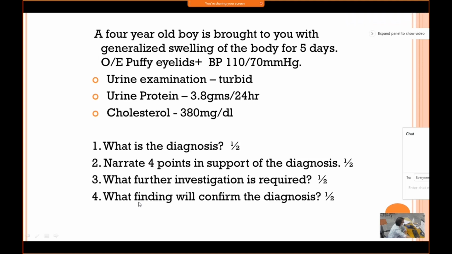And that is the finding which will confirm the diagnosis, minimal change nephropathy causing nephrotic syndrome in a child. You will get normal light microscopy, normal immunofluorescence, but loss of foot processes on electron microscopy. That is the main thing.